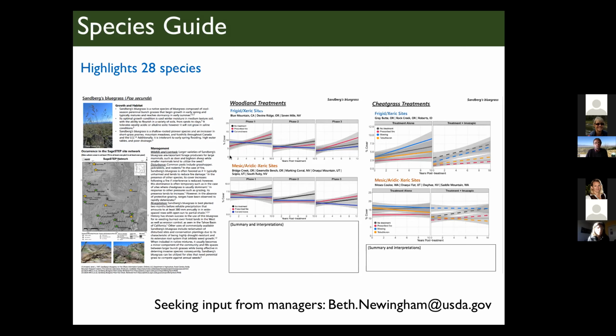This time in these graphs, you can look at the changes over the years here. So we have phase 1, phase 2, and phase 3 up here. So they're set up a little differently. So you'll get different information out of different publications. And we've also included the cheatgrass treatments in this species guide as well.